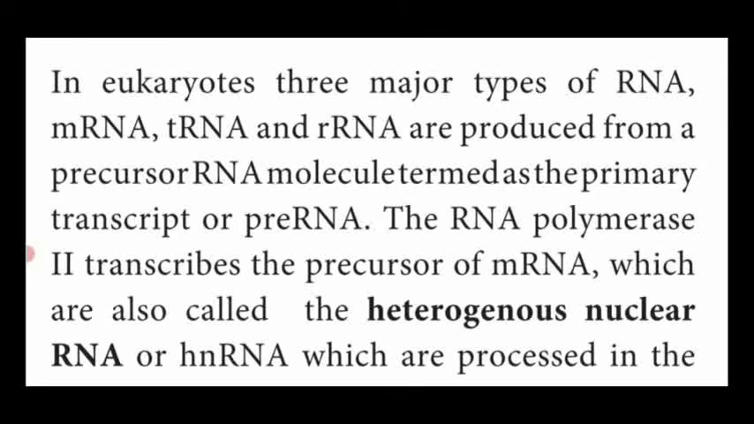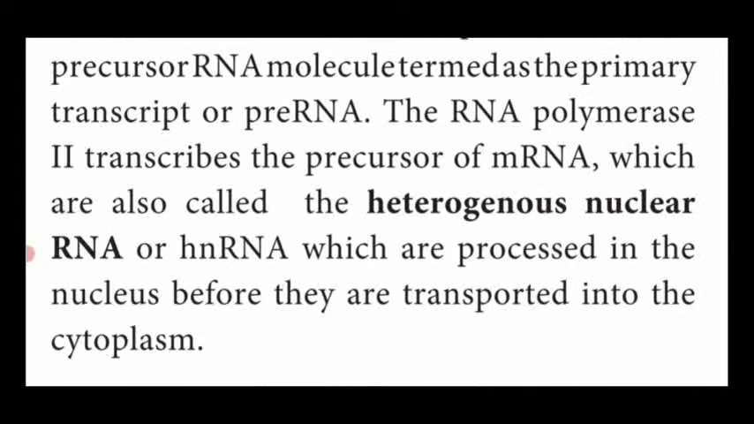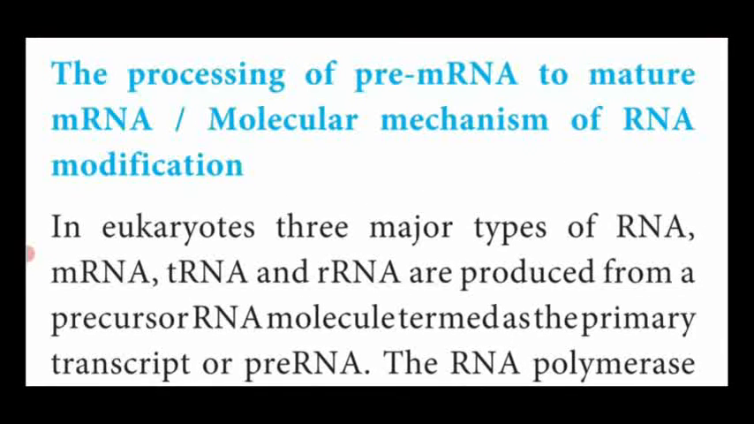This mature RNA is otherwise known as heterogeneous nuclear RNA or hnRNA. This is the processing which takes place in the nucleus before they are transported into the cytoplasm. So that is the mechanism of RNA modification.